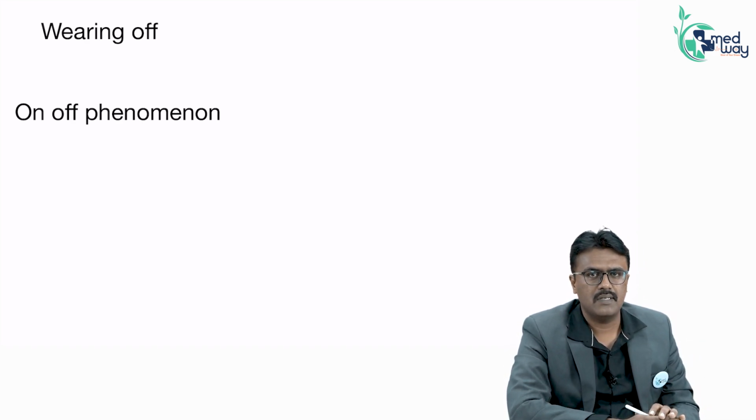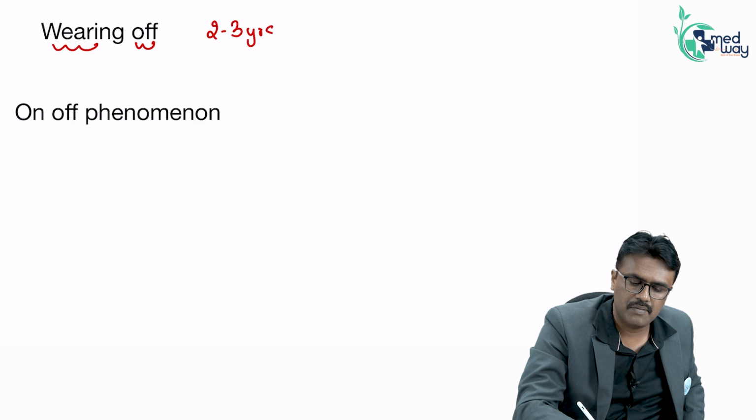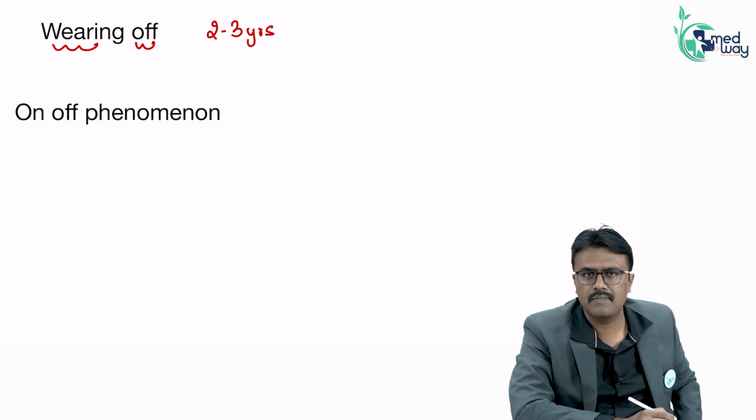Now, the problem in Parkinson's disease is what happens in nerve to nerve communication. The neurotransmitter has to be stored and, whenever required, it has to be released. But in Parkinson's disease, the nerves lose the capacity to store and release dopamine. That is called wearing off. This will happen after 2 to 3 years of Parkinson's disease.